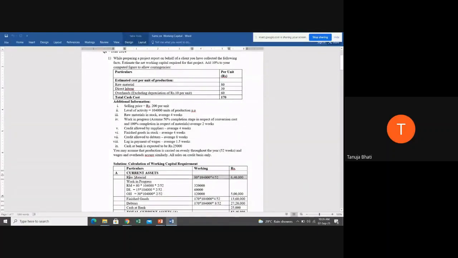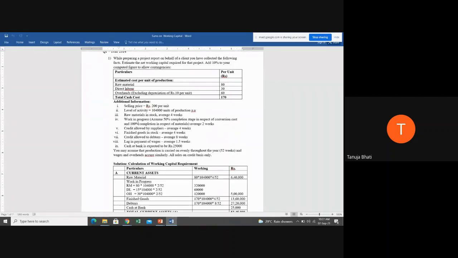So for raw material, what you have done is 80 into 1,04,000, but it is for an average period of only 4 weeks, so you multiply by 4 divided by 52 and get 6,40,000. Okay, that is raw material. Next, work in progress, because for a manufacturing unit, under stock you get raw material, work in progress, and finished goods.